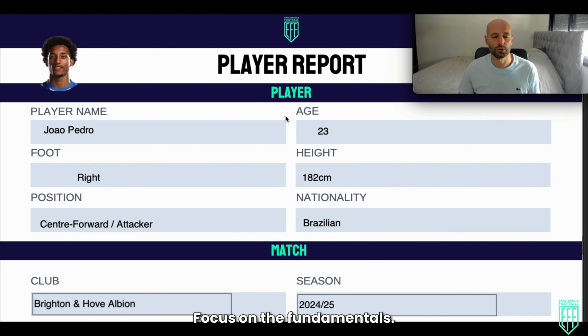Focus on the fundamentals, remember. This is one that I created. I will make a video later showing you how to create your own. But this is just a basic fundamental report, nothing too elaborate.